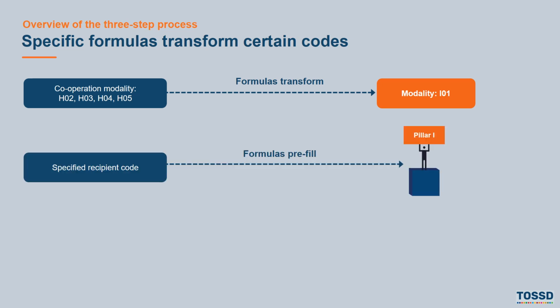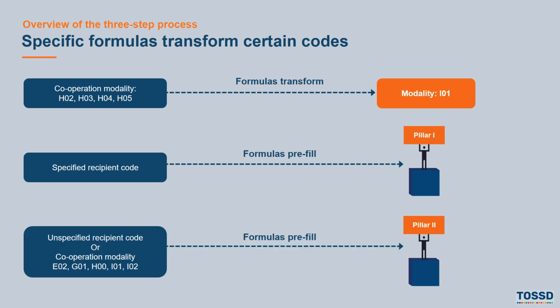If an activity has a specified recipient code in CRS, the formulas will prefill Pillar 1 in TOSSD. In case the activity has an unspecified recipient code or a cooperation modality such as E02, G01, H00, I01 or I02, the formula will prefill Pillar 2 in TOSSD.